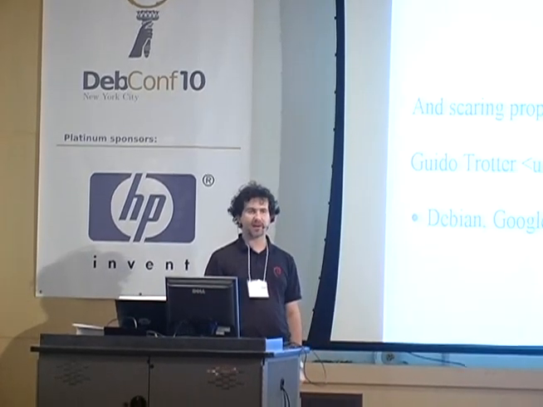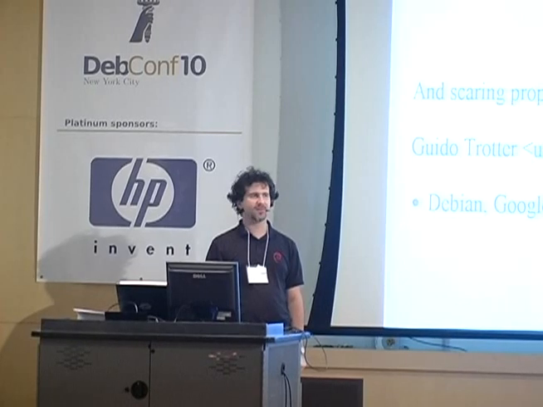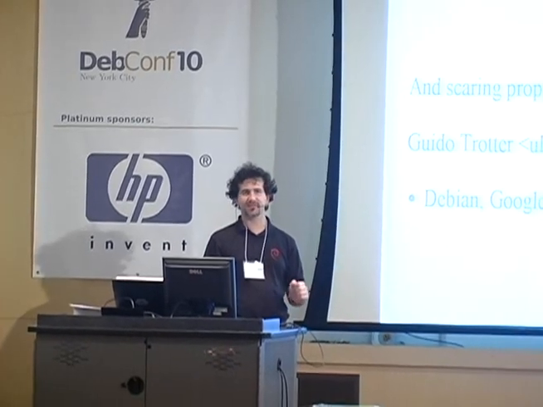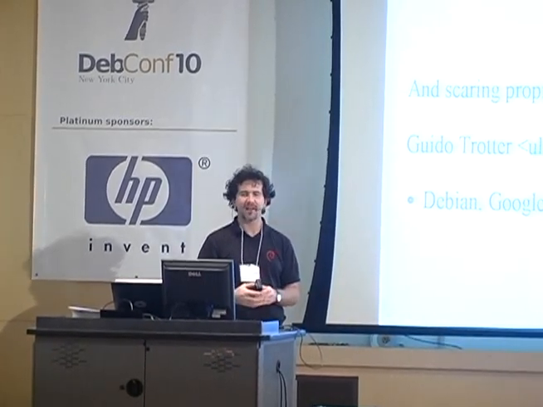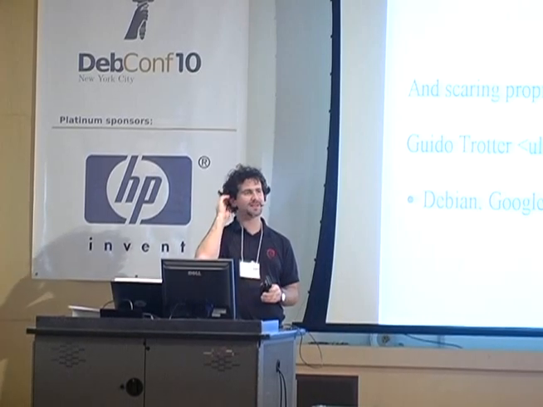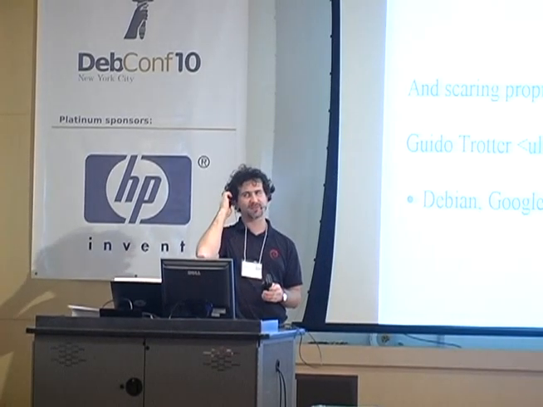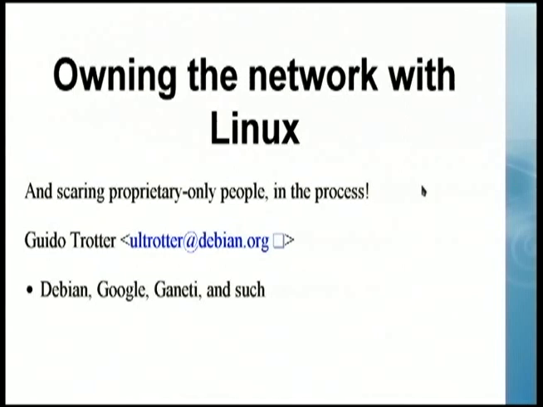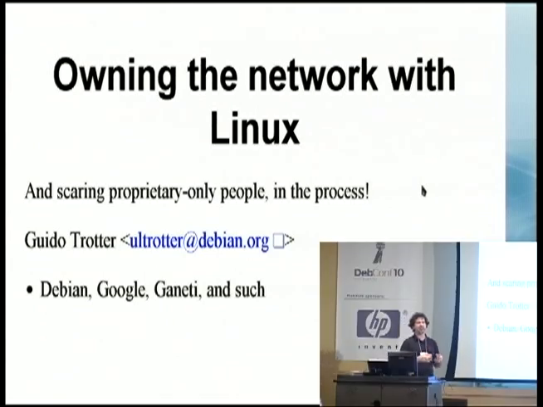I'm a Debian developer. I work for Google. I'm involved in the Ganeti project, which is a cluster virtualization project system. And today we're talking about interesting networking features in the Linux kernel. It's mostly kernel-related things, a couple of things outside. Basically, it's experiences that I've had in the last year and I wanted to share with you guys.